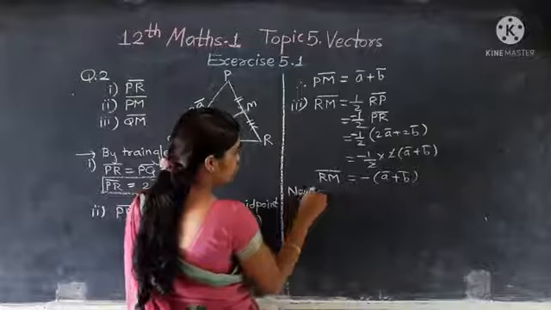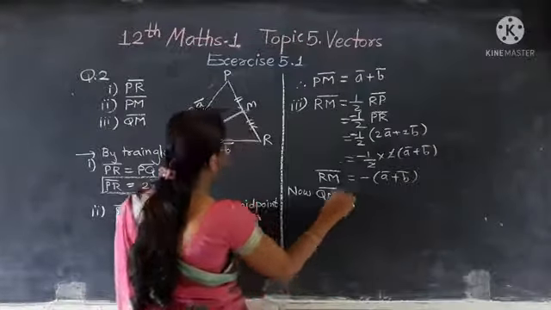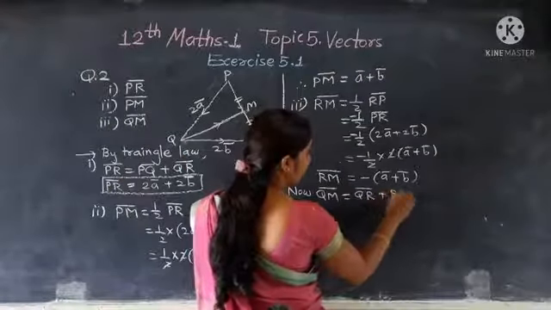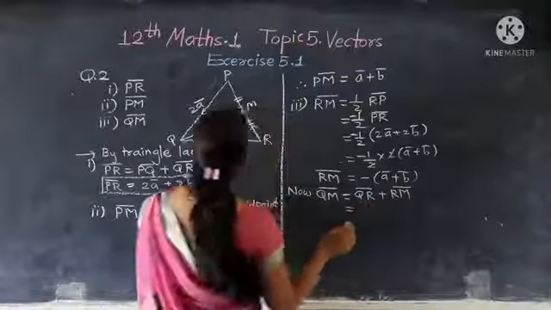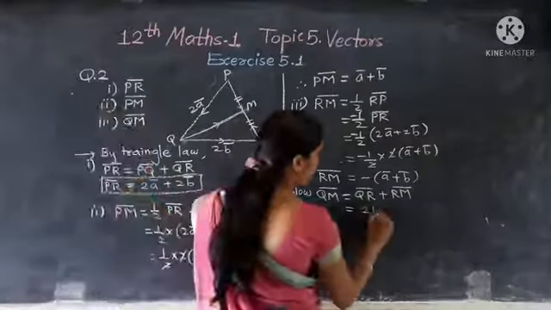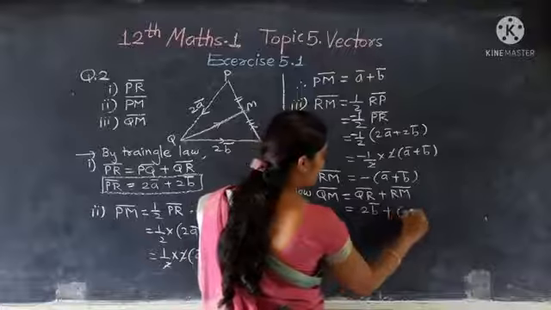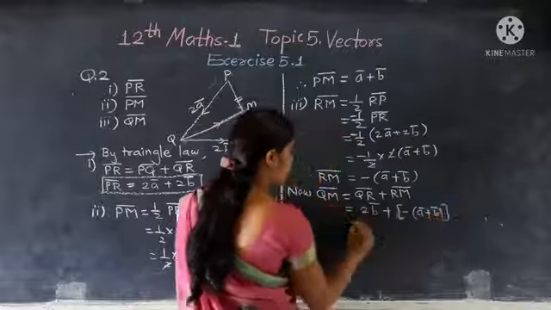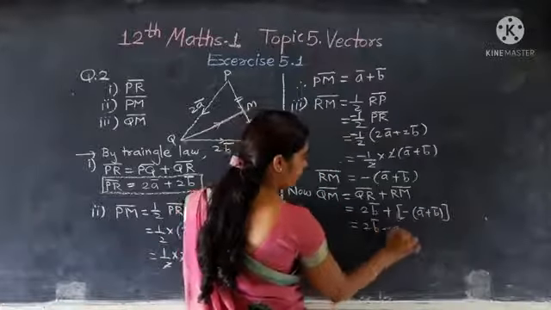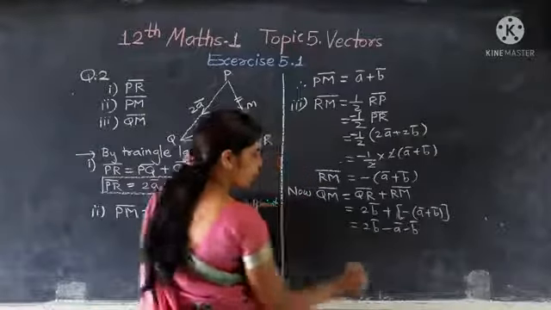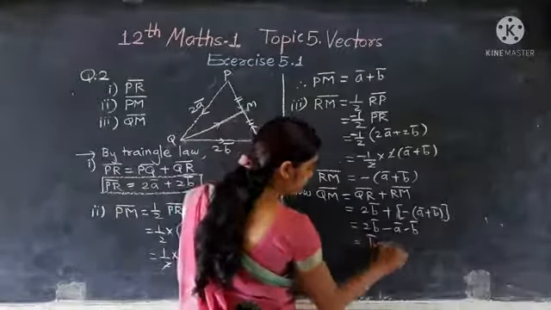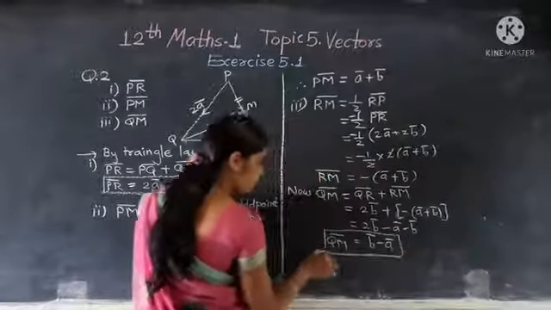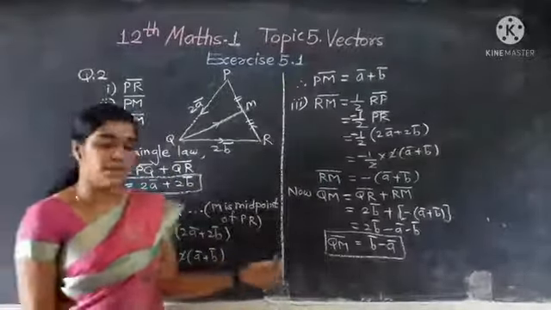Now QM bar is equal to QR bar plus RM bar. What is QR? QR is 2B bar, plus RM bar is minus A bar plus B bar. 2B bar minus A bar minus B bar. 2B bar minus B bar is B bar minus A bar. So we get QM bar as B bar minus A bar.